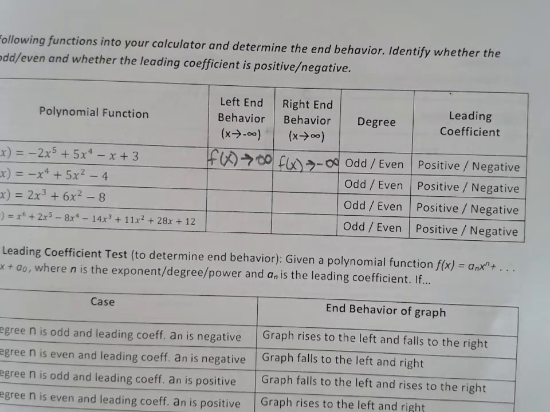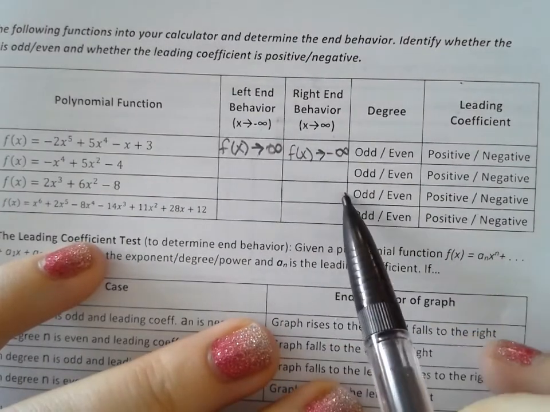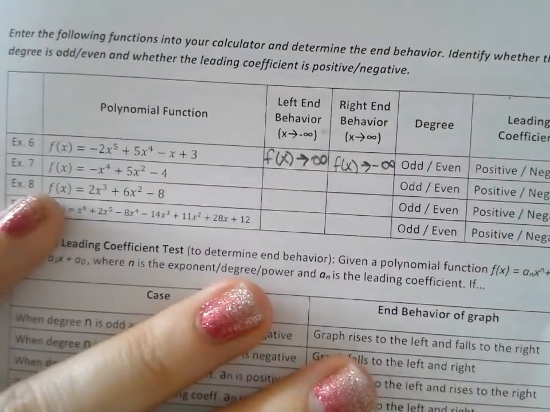Yes, sir? That seems redundant. Why do we do that? Because in just a moment, it'll be important to see what's happening to just the ends of the function. So as we're going to the left, it's getting bigger. As we're going to the right, it's getting smaller. That's really all that's saying in English.